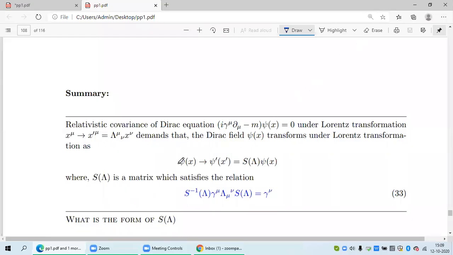So this relativistic covariance of the Dirac equation demands that the Dirac field, or this wave function, should transform in this way, where S is a 4x4 matrix which satisfies this relation. Okay, this was discussed in the class and it was also written in the class notes. You just go through it.